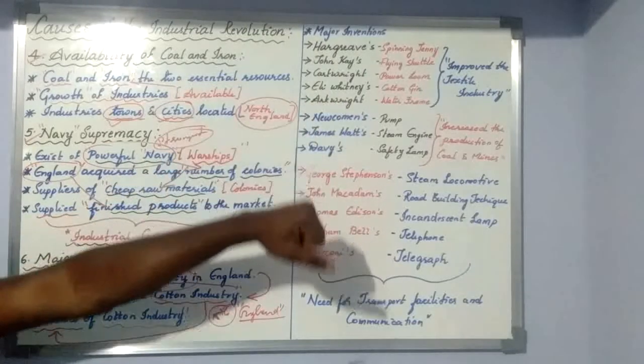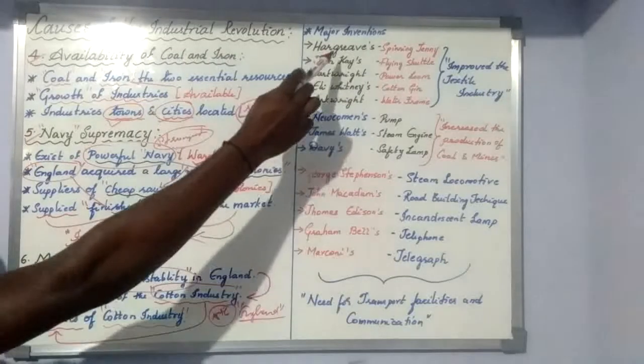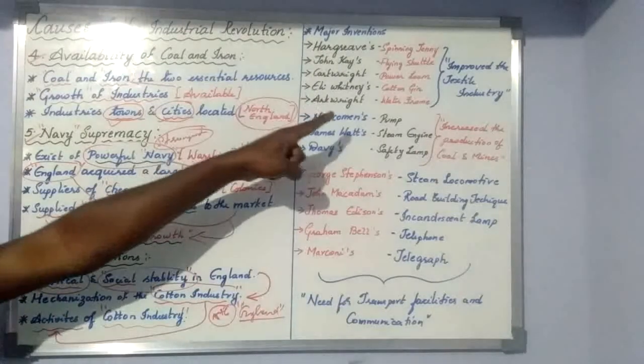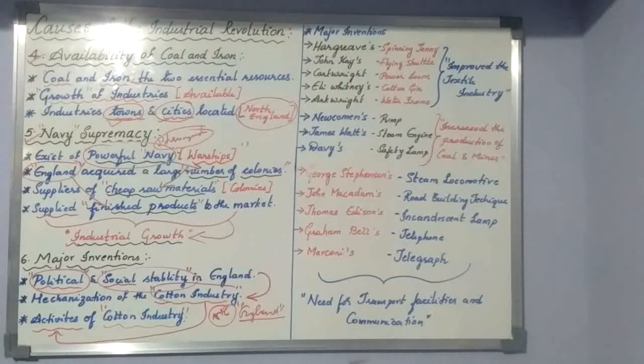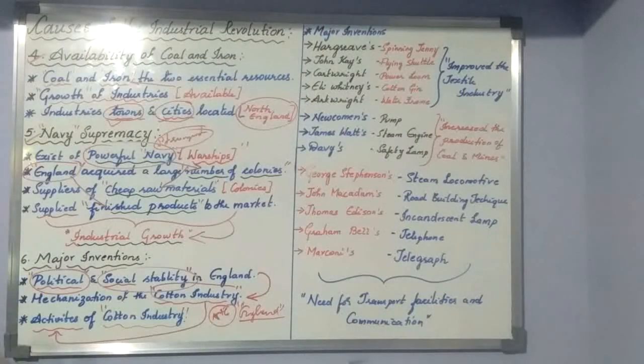Whitney, that is the cotton gin, then Arkwright, the water frame. So these are all the major inventions made by personalities in order to improve the textile industries. That invention made the textile industries grow to a great extent in England, and from England the Industrial Revolution started to spread to different countries.